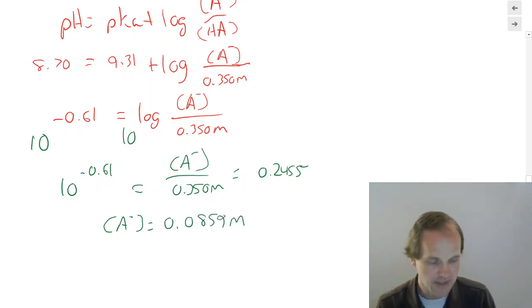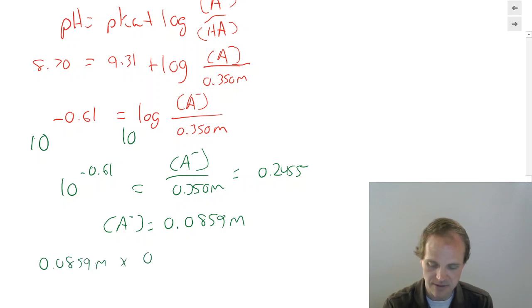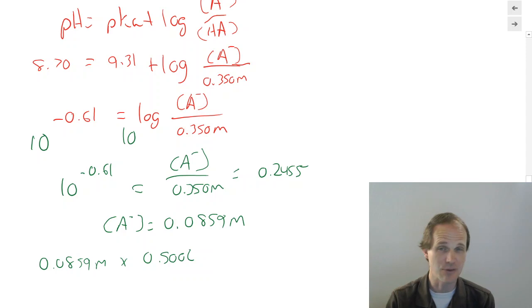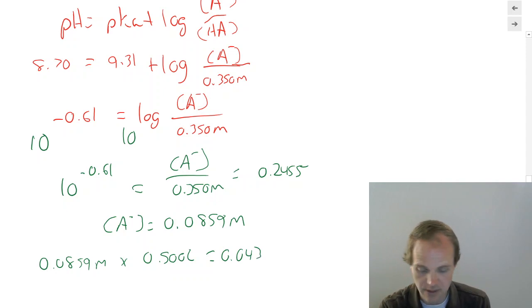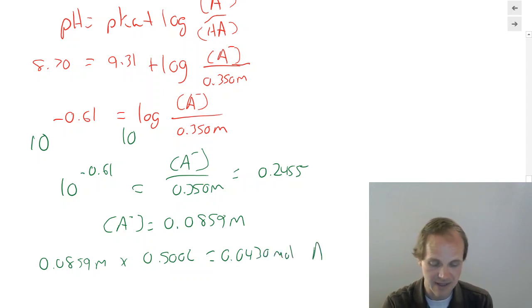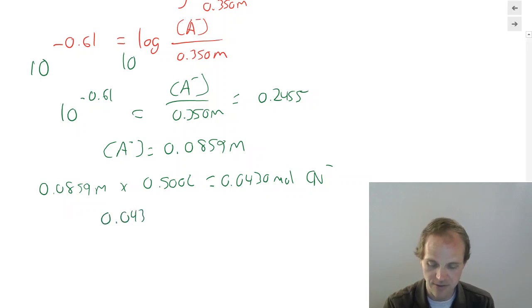And so I get that my A minus concentration, just by multiplying both sides by 0.350, is 0.0859 molar. Now, what I wanted to know is what mass of sodium cyanide to put in. So this tells me the molarity that I need. But in order to get mass, I need moles. And so I'm going to take my 0.0859 molar times 0.500 liters. Right? 500 milliliters is 0.5 liters. And so I get 0.0430 moles of A minus. Right? In this case, it's going to be CN minus. The stoichiometry is that 1 CN minus comes from 1 NaCN, and so I have 0.0430 moles of NaCN.